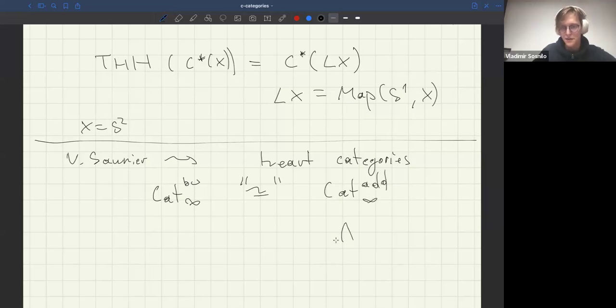And then additive categories can be generalized to exact infinity categories. And so Victor found out the specific conditions that we need to impose on your category to ensure that it's equivalent to the derived category of an exact infinity category, bounded hard.